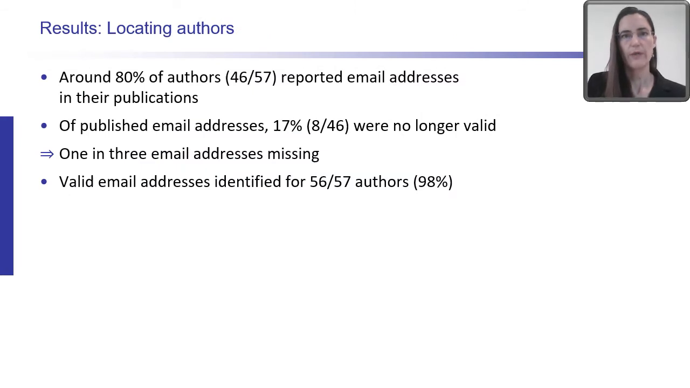We started out by locating authors and found that around 80% had reported their email addresses in the publications. Out of these, 17% were no longer valid, so that we needed to invest extra effort in identifying addresses for 1 in 3 authors. This was quite successful, since there was only 1 author for whom no valid email address could be retrieved. However, we still included this author in the statistical analysis.